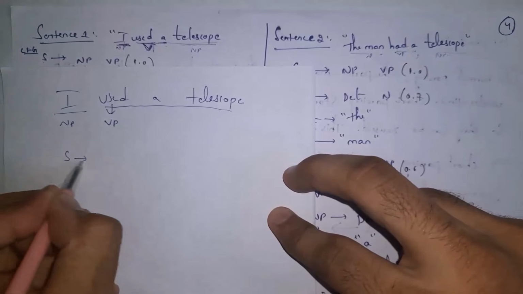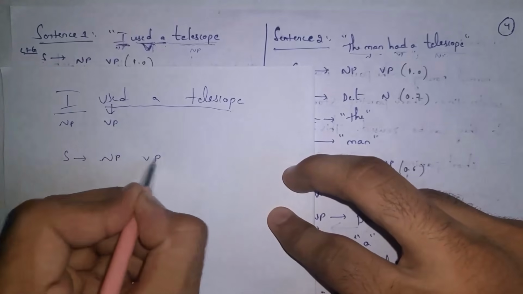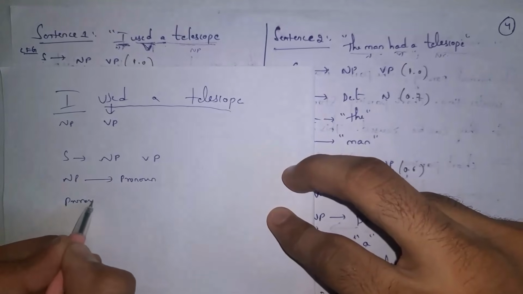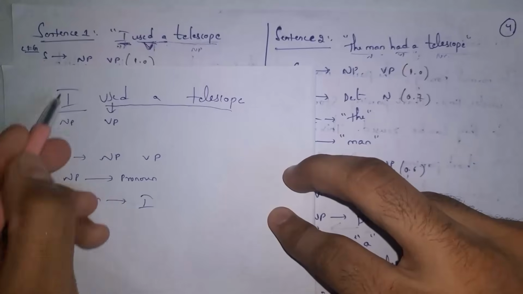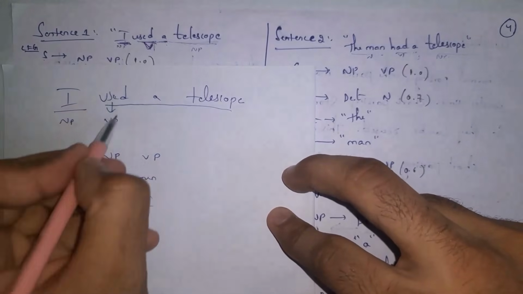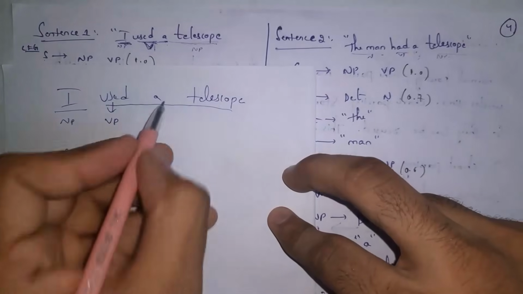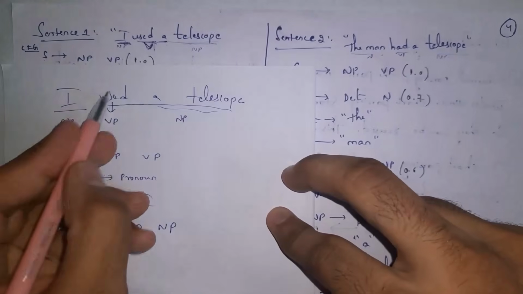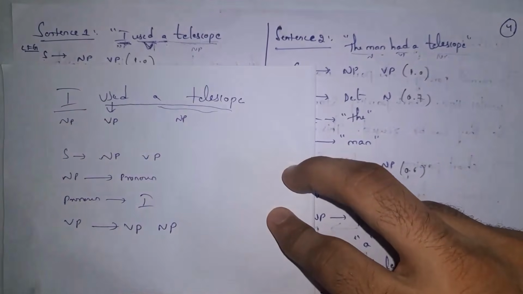So sentence contains noun phrase and verb phrase, where noun phrase contains pronoun. Pronoun is I. So I is pronoun. And again verb phrase contains used, which is verb, and we consider this a telescope as noun phrase. So again verb phrase contains verb and noun phrase.